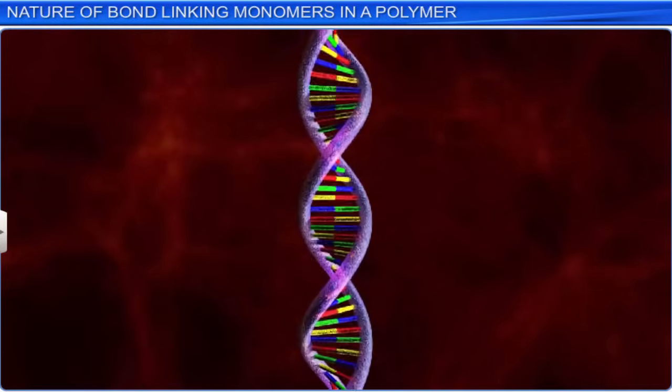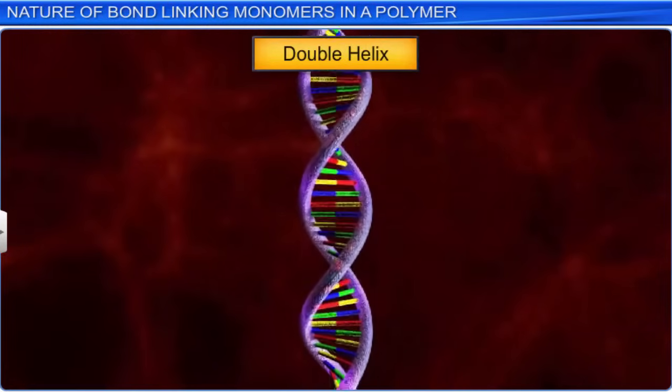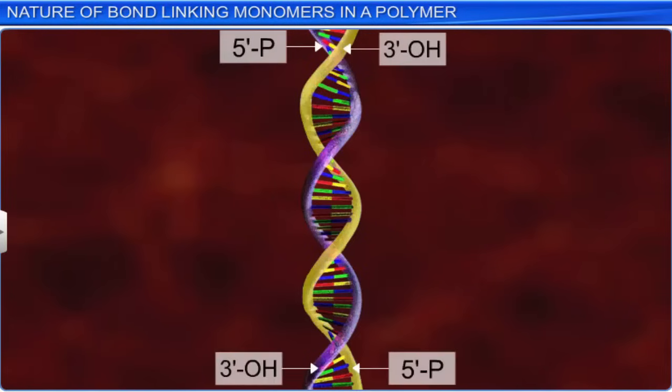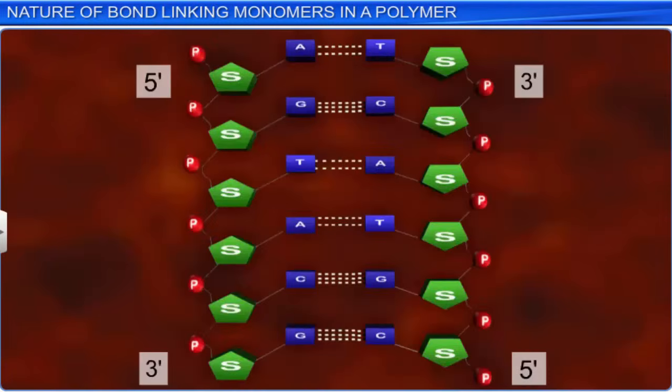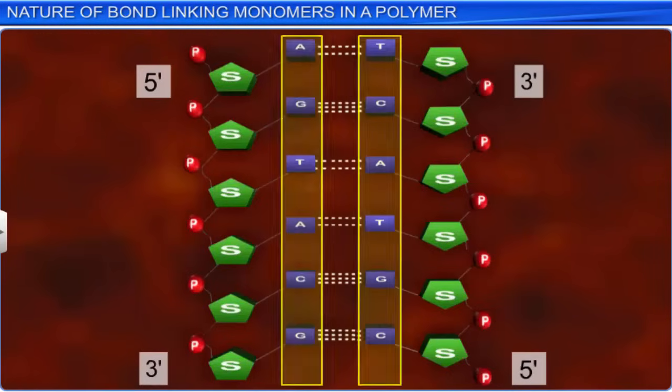Some of the features of B DNA are that it exists as a double helix. Two strands of polynucleotides run in opposite directions. In other words, they are antiparallel. That is, one strand runs in 3' to 5' and the other strand runs in 5' to 3' directions. The backbone of DNA is formed by a sugar-phosphate sugar chain. The nitrogen bases face inside and are almost perpendicular to the backbone.